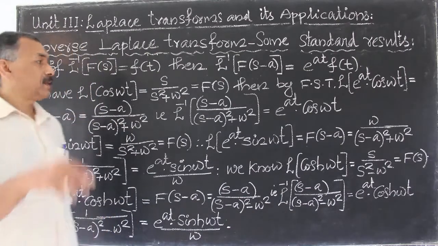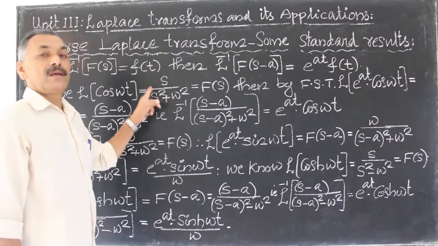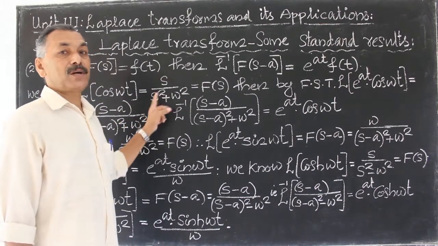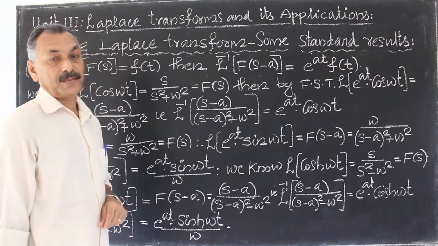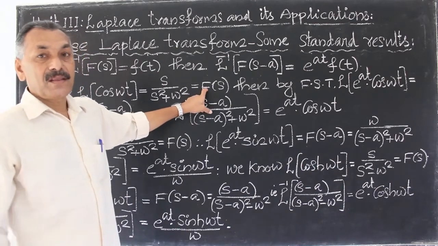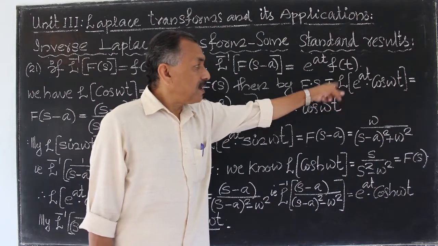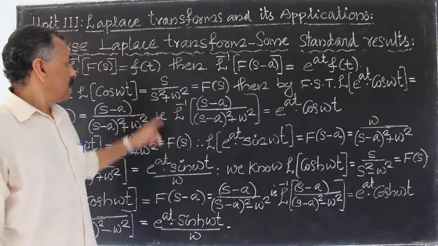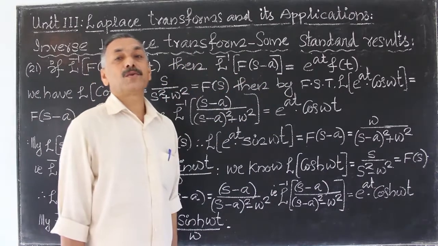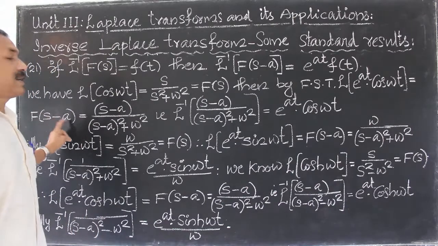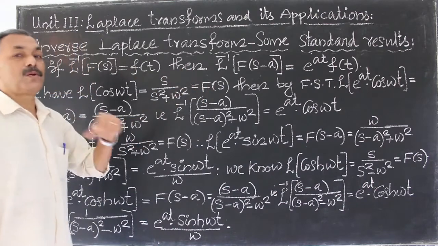Now apply it. What is the Laplace transform of cos omega t? Cos at is equal to s divided by s square plus a square. Therefore, cos omega t is s divided by s square plus omega square, equal to F of s. Then apply the first shifting theorem. By the first shifting theorem, L of e raised to at into cos omega t is F of s minus a, that is F of s with s replaced by s minus a.